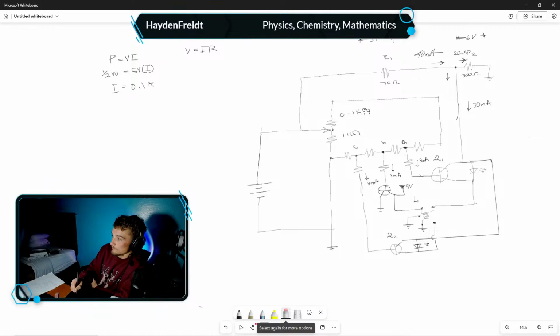Okay, so let's see. What's a good value for a potentiometer? Because now, let's see, what do we want? I want 333. So I need at least 9 milliamps. Easy. So let's just burn.